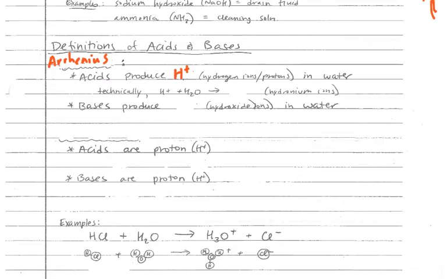Hydrogen ions can also be called protons, because if you think about what a hydrogen atom is, it's just a proton and an electron, and when it becomes an ion, it loses that electron, and all that's left is the proton. So a hydrogen ion is just a proton. So hydrogen ion, H+, protons, all the same thing in chemistry.